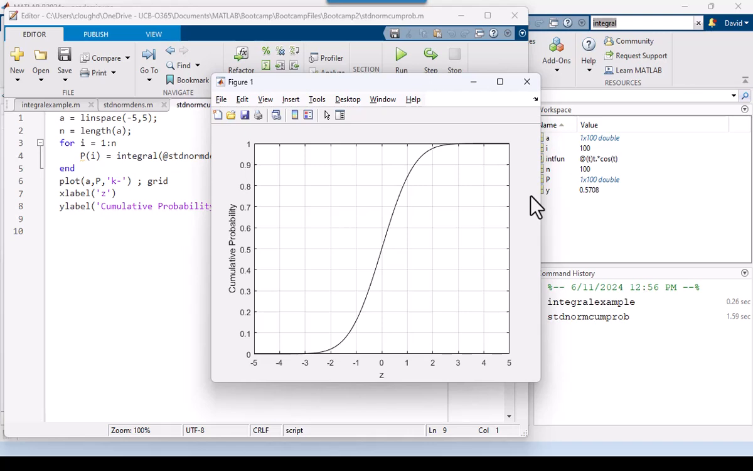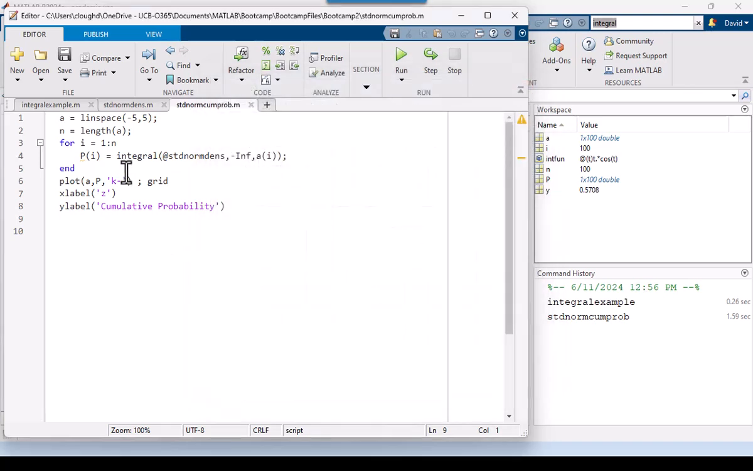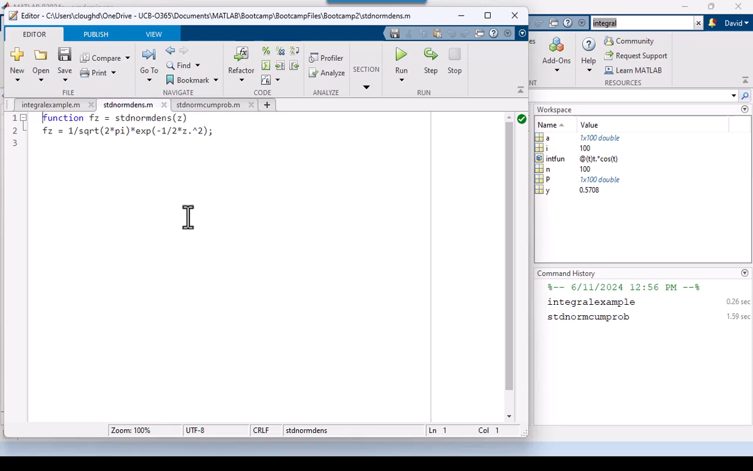And these are the cumulative areas as we go across the bell curve, the standard normal density. So this shows you, again, how we can use the integral function in order to find the area under, or the quadrature of, analytical functions, in this case, such as the standard normal density function.